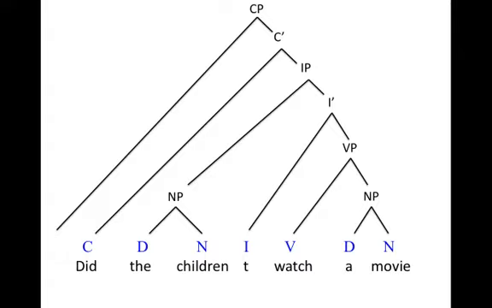Okay, so the only thing left to do right now then is that we can draw the movement line from our trace to the C position where the past marker ended up. And while this is not required, it simply helps us visually to understand what's going on in the tree.